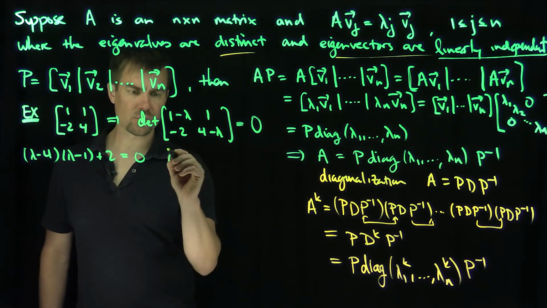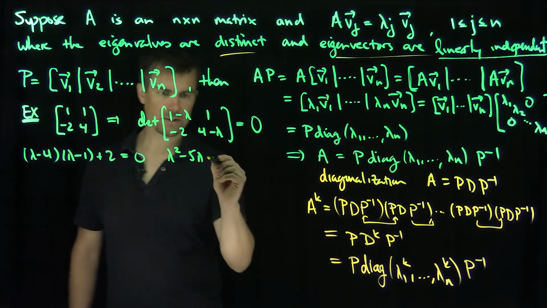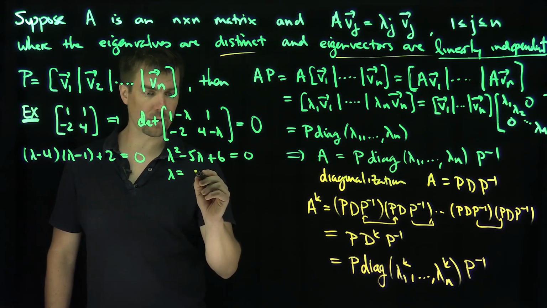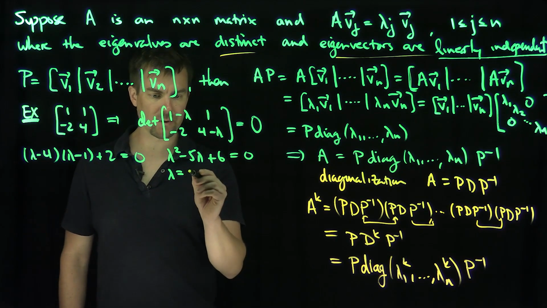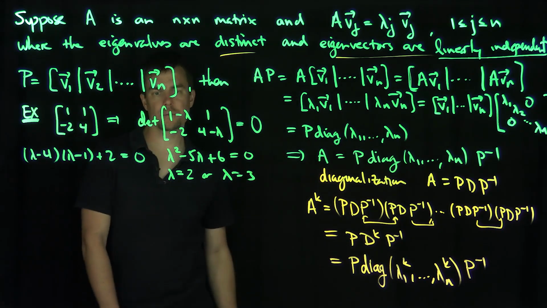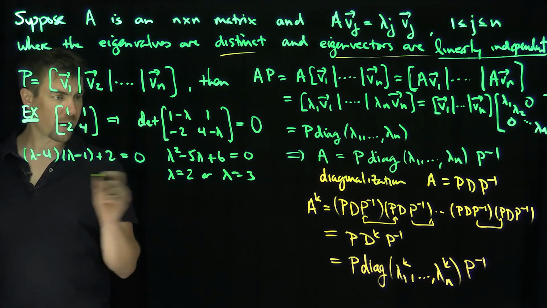So this is really lambda squared minus 5 lambda, and then I have a plus 4, that's a plus 6, equal to 0. So what is lambda equal to? I have a negative 2 and a negative 3, so lambda equals 2 or lambda equals 3 will work. Great. Okay, and so what's the eigenspace that corresponds to 2, right?